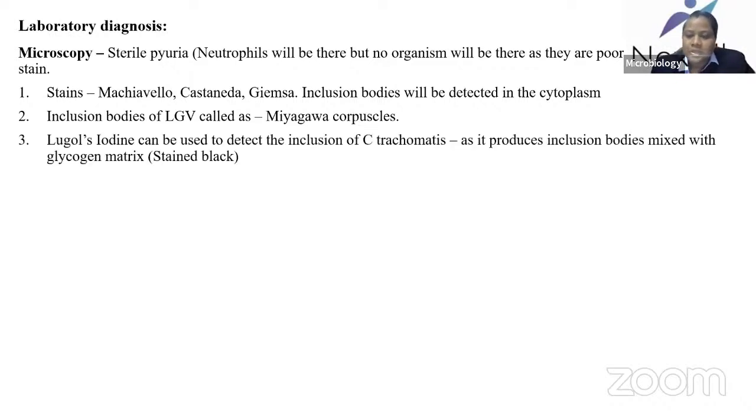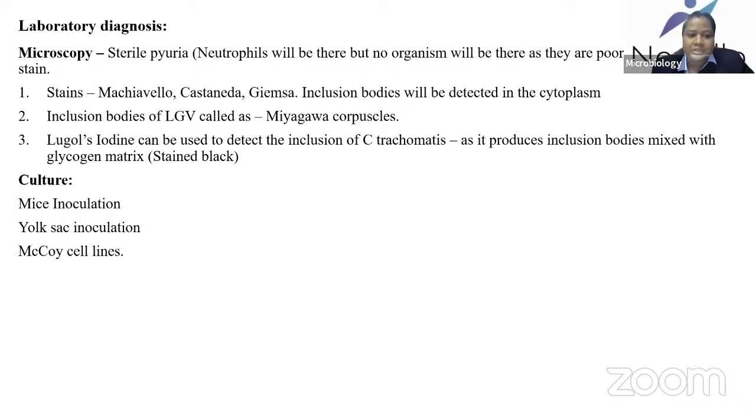And for Chlamydia trachomatis, the inclusion bodies are usually formed with a glycogen matrix. So when the glycogen matrix is there in the inclusion bodies, the glycogen will take up iodine and be stained black. So Lugol's iodine can be used to detect the inclusion bodies of Chlamydia trachomatis. So this is about the microscopy.